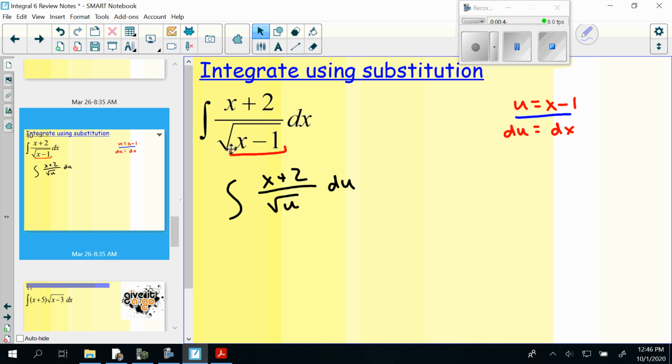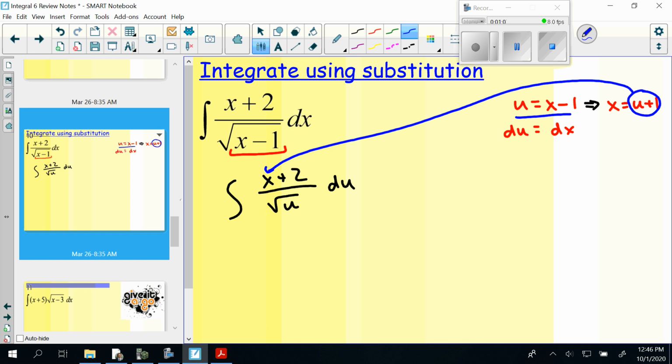So what we can do is take this substitution and change it and see what x would equal from there. If we were to add that 1 over, we see that x would be equal to u plus 1. And so we need to take that u plus 1 and substitute that in place of x over here, and then everything's going to be in terms of u. So now we have u plus 1 is what we put in for x, plus this other 2, all over square root of u, and I'm going to write that as u to the 1/2.